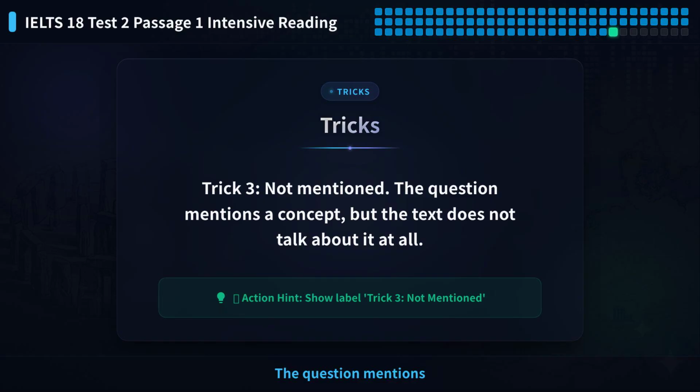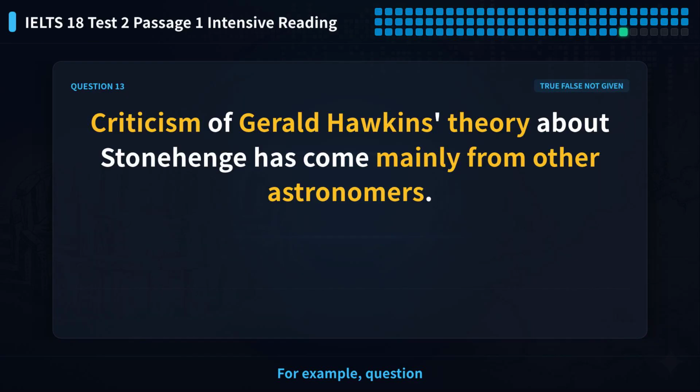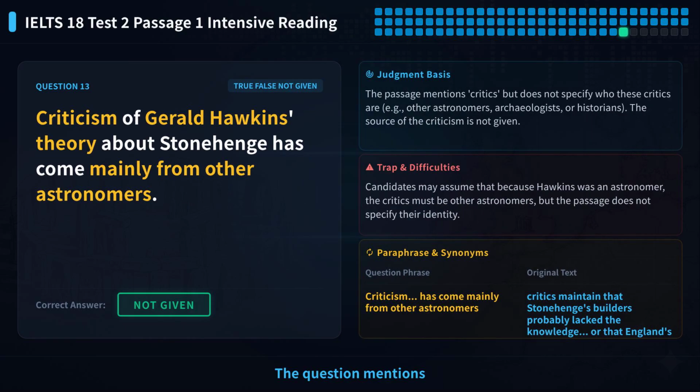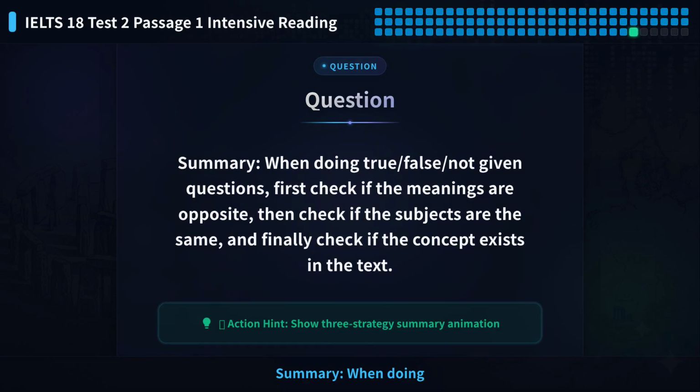Trick 3, not mentioned. The question mentions a concept, but the text does not talk about it at all. For example, question 13. So the answer is not given. Summary: when doing true/false/not given questions, first check if the meanings are opposite, then check if the subjects are the same, and finally check if the concept exists in the text.